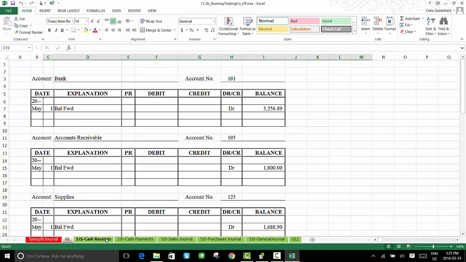So the other system that we use is called the 5 journal system. So we have cash receipts and payments, sales, purchases, and general journal. These are the 5 most commonly used journals, and within them you will see that the accounts that are related just to that kind of transaction are included.